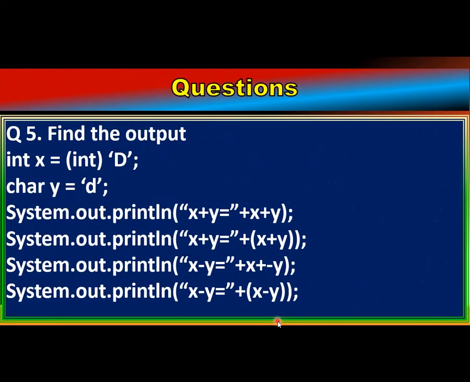Now come to the next question. Int x equal to int typecast of capital D letter, char y equal to small d letter. Now System.out.println x plus y equal to, plus x plus y. Here, within the bracket x plus y. Here x minus y equal to, plus x plus minus y. Now x minus y equal to, within the bracket x minus y. What is the output?